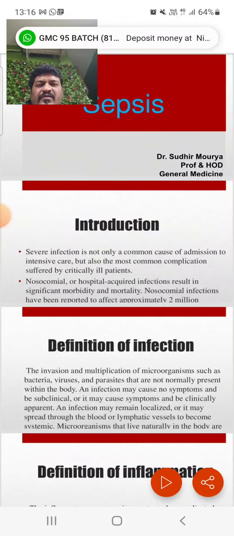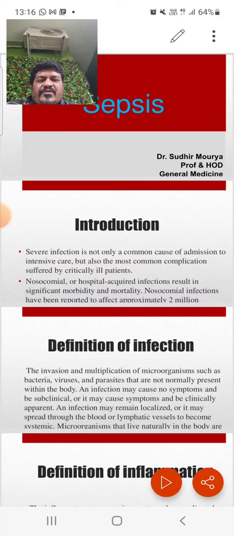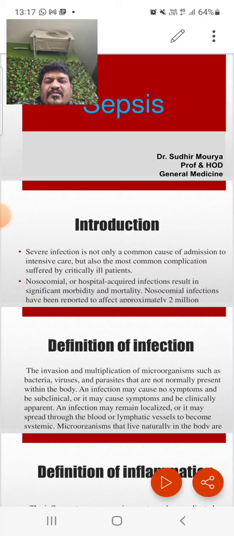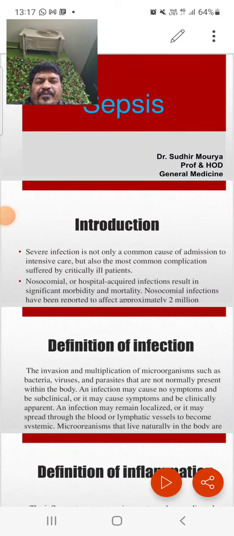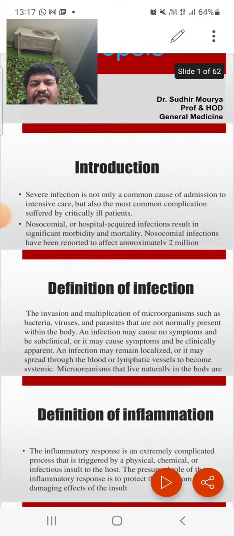What is sepsis? Sepsis is severe infection. It is not only a common cause of admission to intensive care units but also the most common complication suffered by critically ill patients. Nosocomial or hospital acquired infections result in significant mortality and morbidity. Nosocomial infections have been reported to affect approximately 2 million people per year.